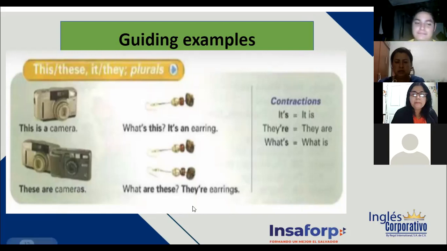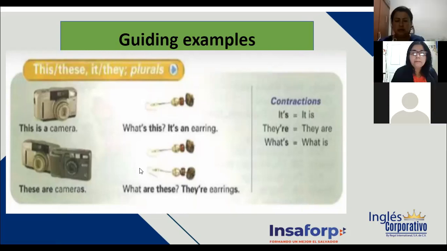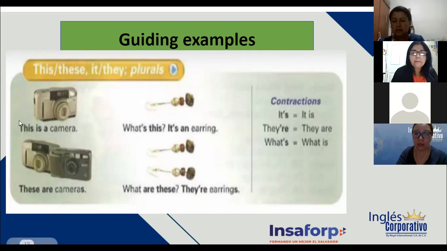Thank you. Number two. What are these? They're earrings. Correct. Como ya no estamos hablando solo de uno, ya no voy a decir it is, voy a decir they are, porque son plural. Ok. And number three, please. These are cameras. Correct. Estas son cámaras, right? No digo this is, porque no es solo uno, digo these are cameras, right?